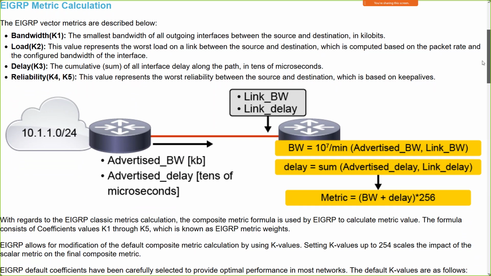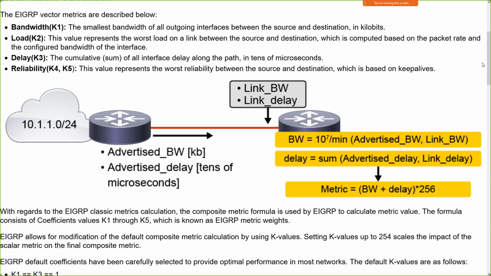The load we don't really care about, because we're not really going to be looking at load, and Cisco doesn't recommend changing the K values to make load part of the formula. The delay is the sum of all the interface delays along the path in tens of microseconds. Now, if you do a show interface, you will see those delay values listed in microseconds. So you'll add up all those values and divide by 10 to get tens of microseconds, and then you apply that to the formula.